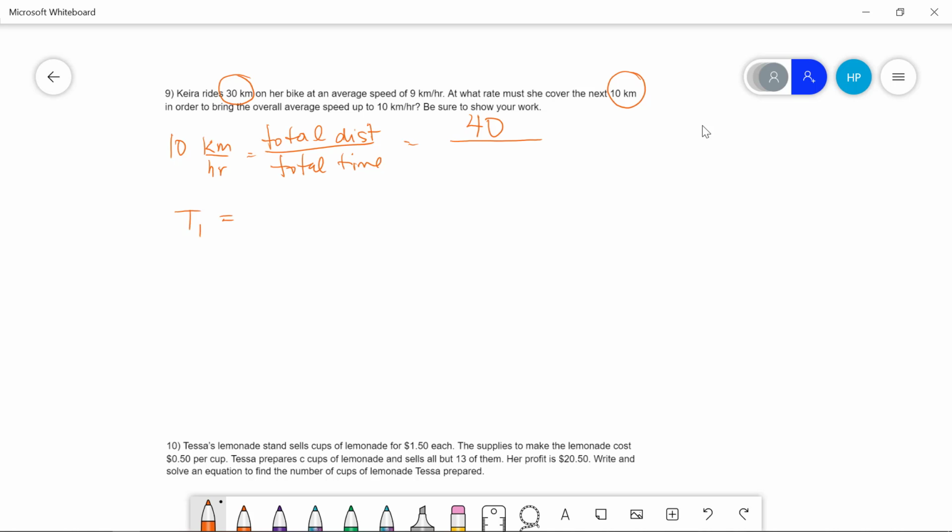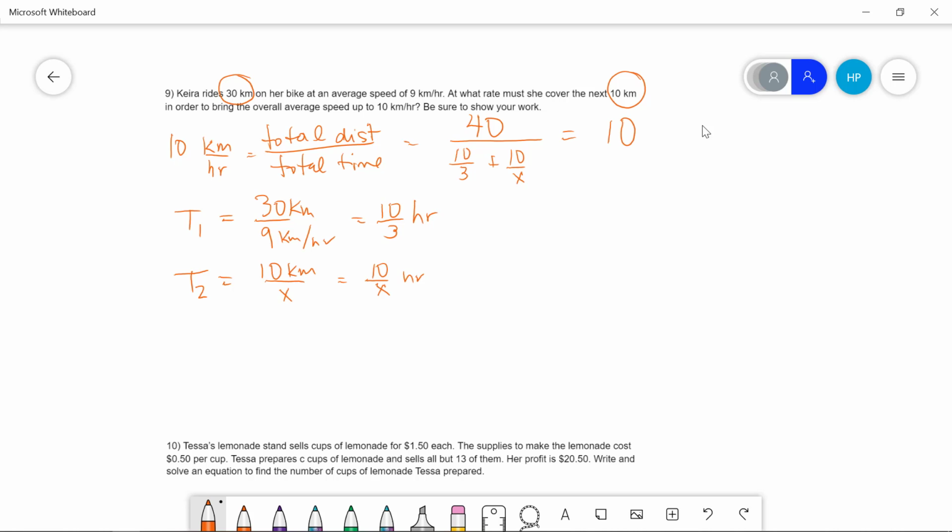I'll call it T1. She does 30 kilometers at 9 kilometers per hour. So 30 over 9. So that's going to reduce to 10/3. And I'll probably just leave it as a fraction, 10/3 of an hour. The second time, I don't know what her speed is, but I know she's going to go 10 kilometers. So that's 10 kilometers over x. So I'll just leave that as 10 over x hours. Okay, so I'm going to add those two times together here in my fraction. So I'm going to have 10/3 plus 10 over x. And remember, that all has to simplify down to 10 kilometers per hour.